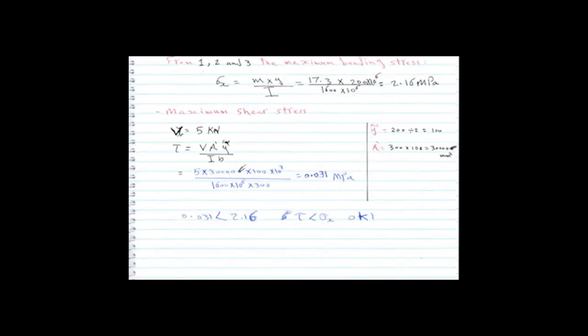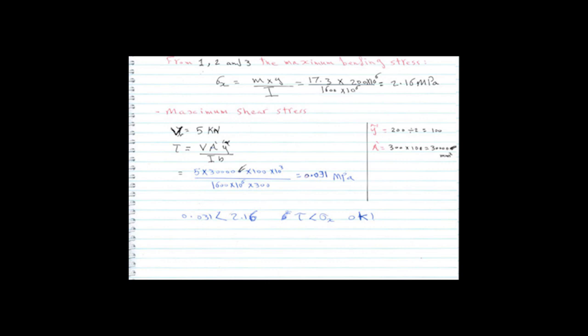After calculating sigma x, the maximum bending stress, I had to calculate the maximum shear stress. For the maximum shear stress, I know V is 5, which is the maximum shear force, and I had to use this equation for tau. And then I got 0.031 MPa. So at the end, I got the maximum shear stress less than the maximum bending stress, which is okay.